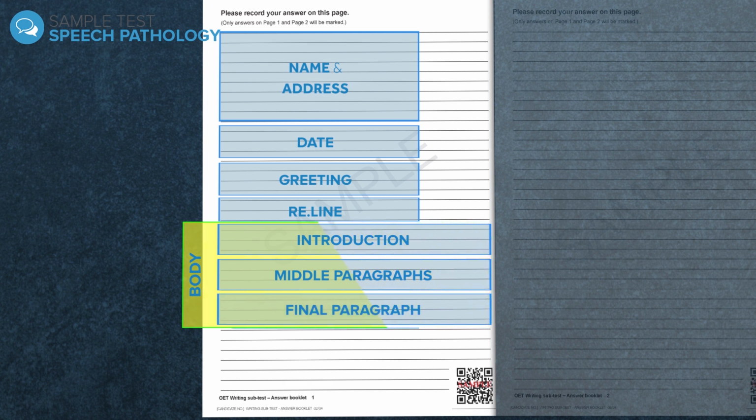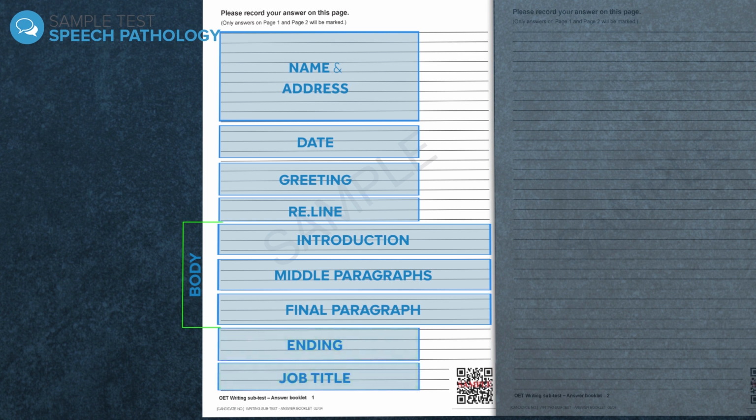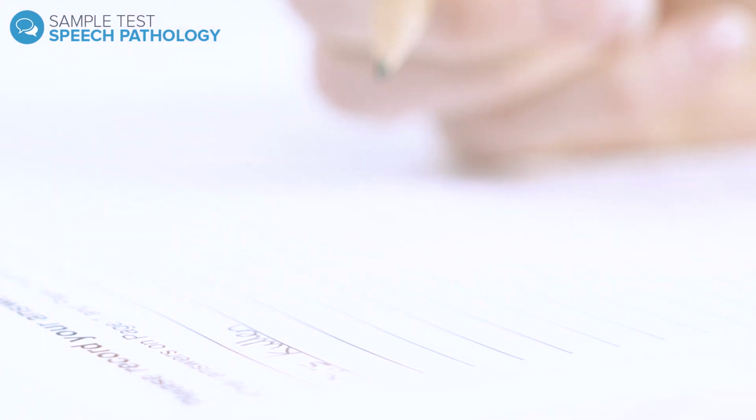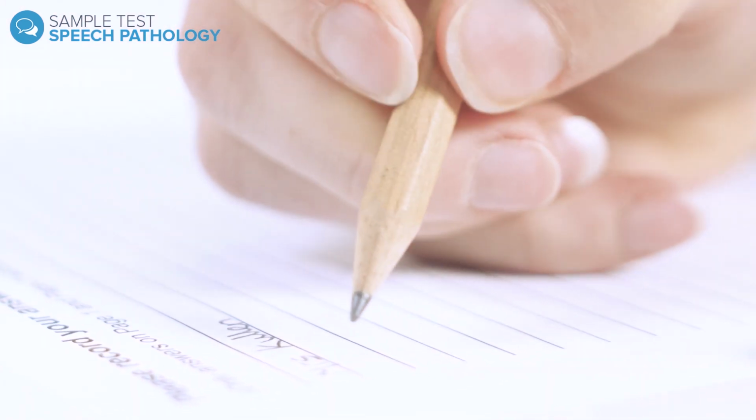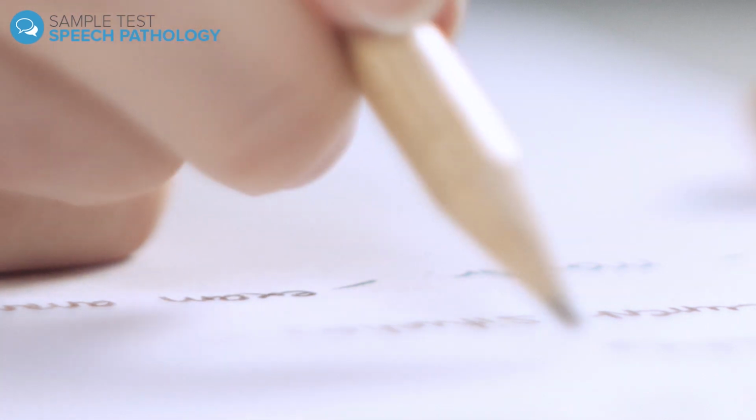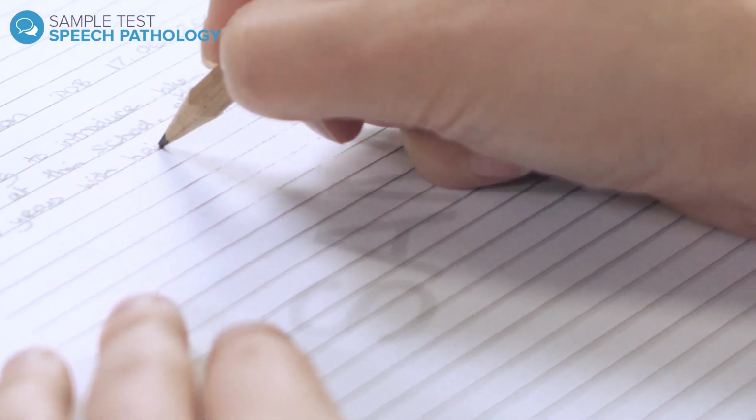Underneath all of this, I will add my ending, yours sincerely, and finally my job title, Speech Pathologist. As you write the paragraphs, think about how you will summarise the information. The aim is not to write one case note per sentence. For example, details of the articulation therapy could be summarised into 1 to 2 sentences.